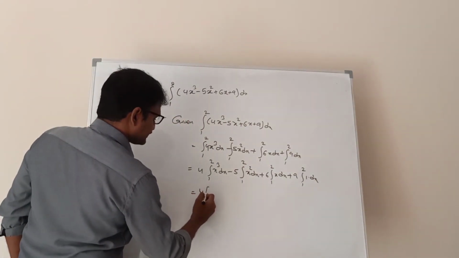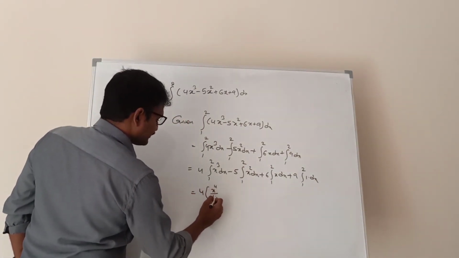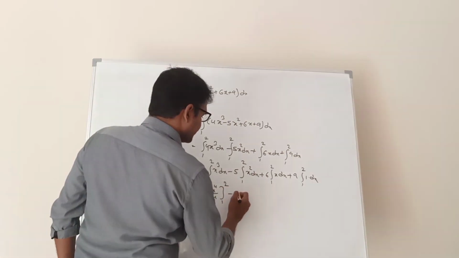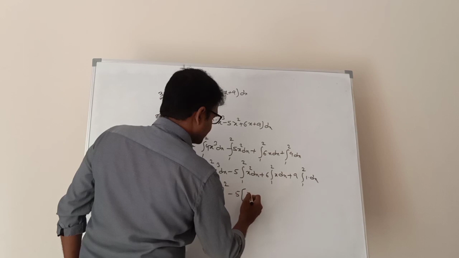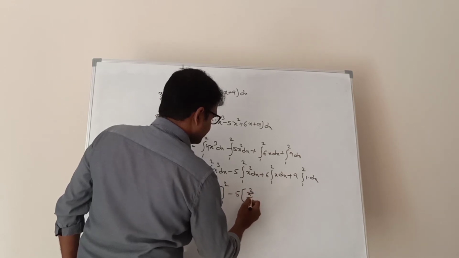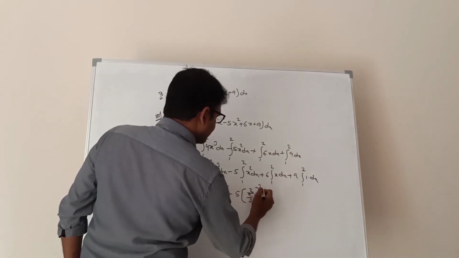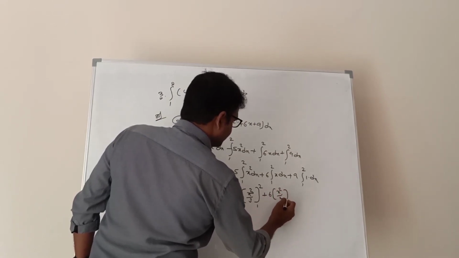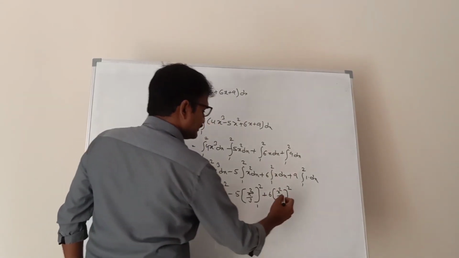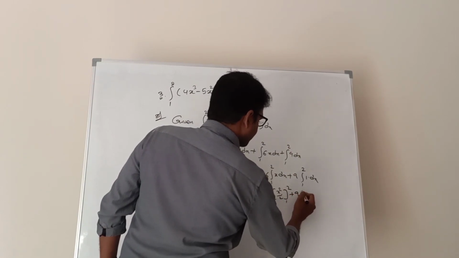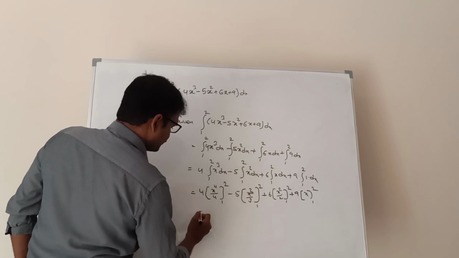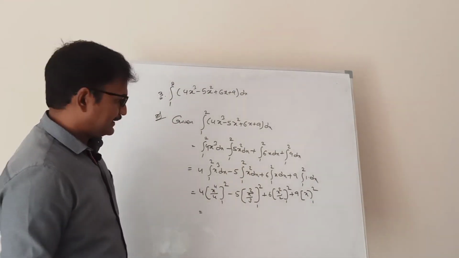4 into the integration of x cube, which is x power 4 by 4, lower limit 1, upper limit 2, minus 5 into the integration of x square, which is x cube by 3, lower limit 1, upper limit 2, plus 6 into the integration of x, which is x square by 2, lower limit 1, upper limit 2, plus 9 into the integration of 1, which is x, lower limit 1, upper limit 2. Don't write plus c in definite integration.